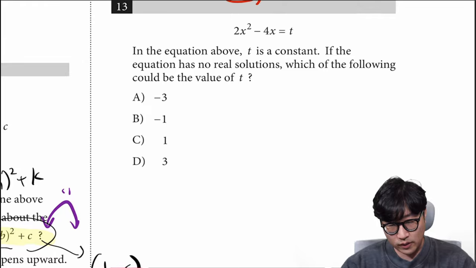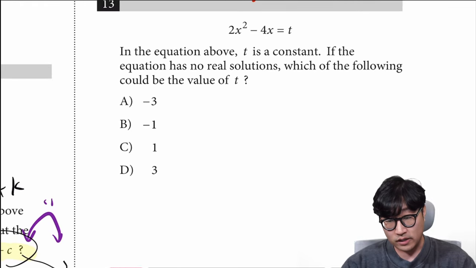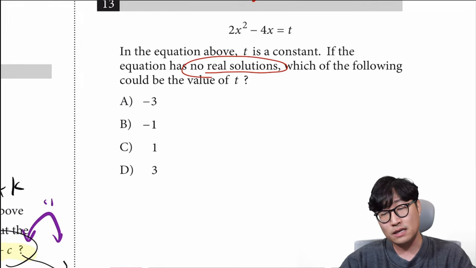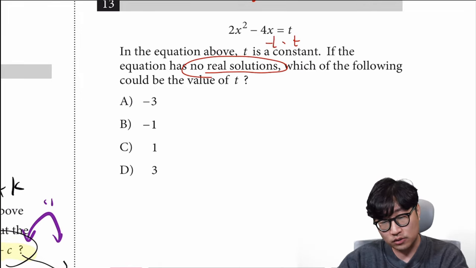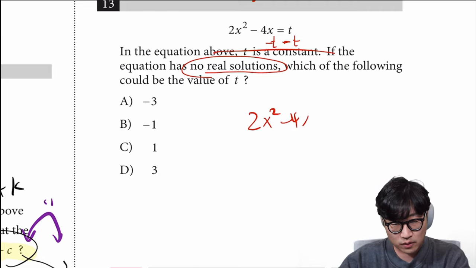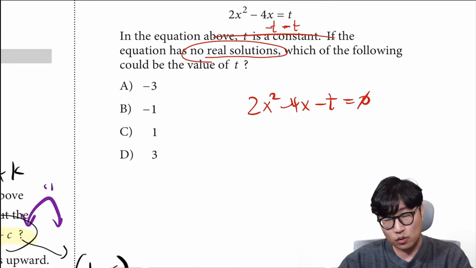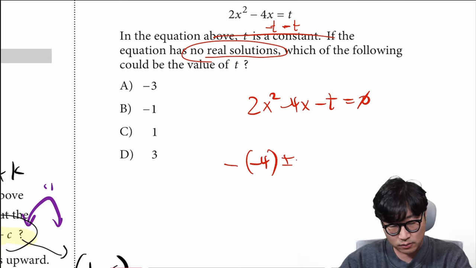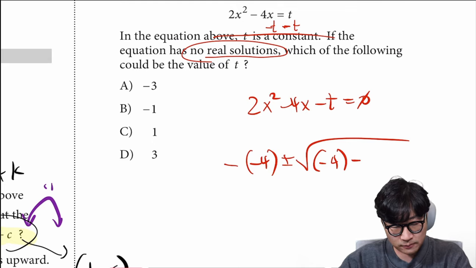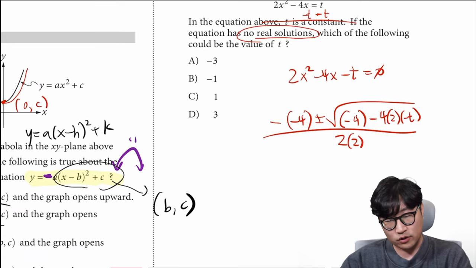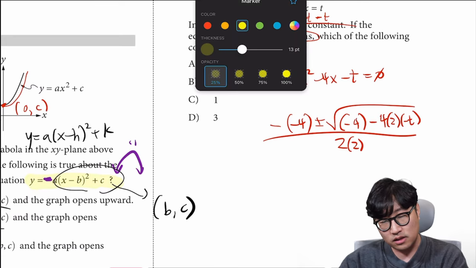Number 13, the equation above, t is a constant, if the equation has no real solution. So it isn't real, aka imaginary. Subtract t on both sides, set it equal to 0 because that's what you do with the quadratic all the time. 2x squared minus 4x minus t is equal to 0. So what you would do is you run down the quadratic formula. So it's going to look something like this: plus or minus square root of negative 4 squared minus 4 times 2 times negative t, all over 2 times 2. The point is, you don't care about everything else.